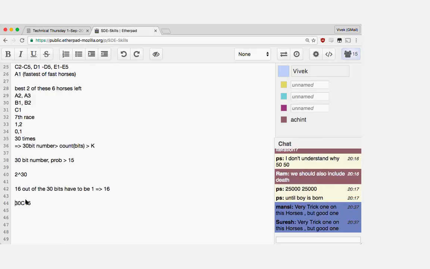So the numerator will be that: 30C16, plus 30C17, all the way. You have to pick 16 of those bits to set to 1, so plus 30C18 plus 30C19 and so on up to 30C30. That divided by 2 power 30 is the answer. That's a mathematical way of doing it. Does that make sense? Yeah.